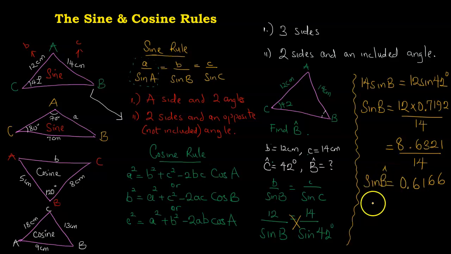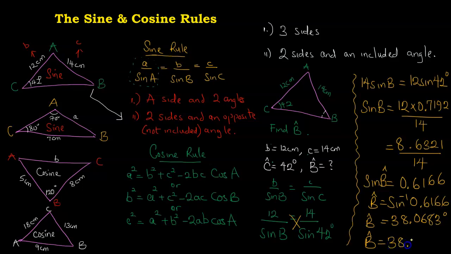To obtain the value of angle B, I'm just going to take the inverse sine of 0.6166, and this is going to give 38.0683 degrees. So I could just approximate this correct to 1 decimal place, and the angle at B is going to give 38.1 degrees. This is the value of angle B.